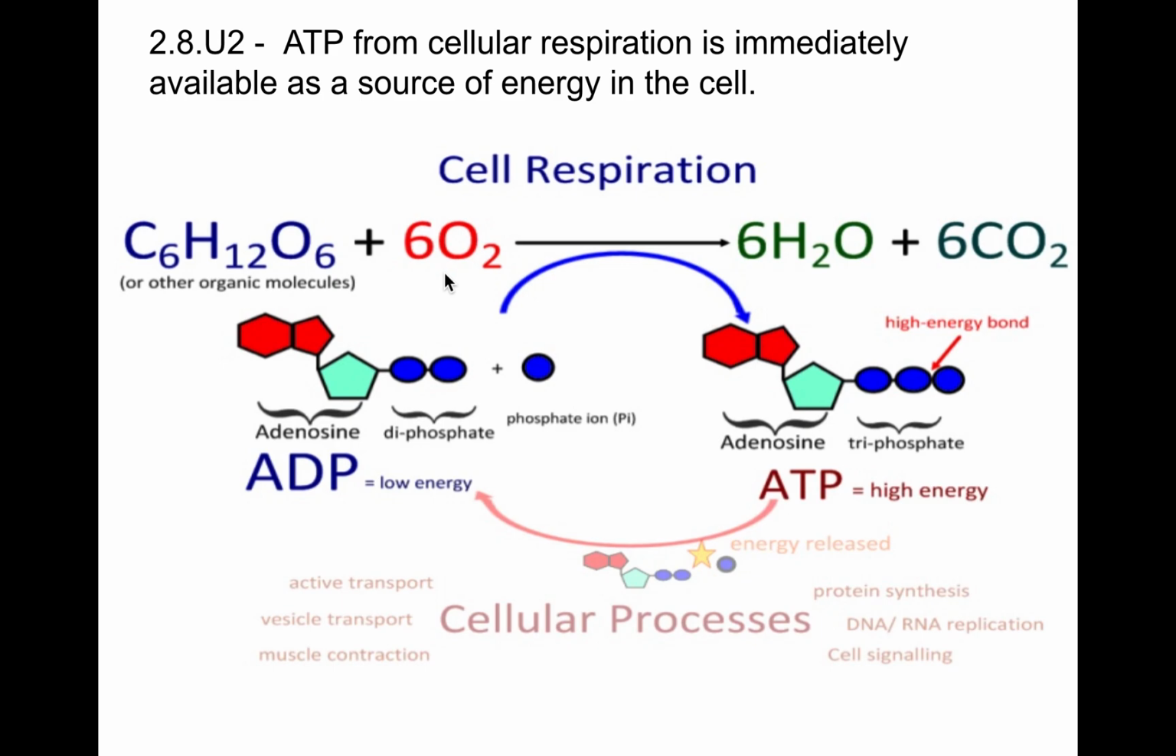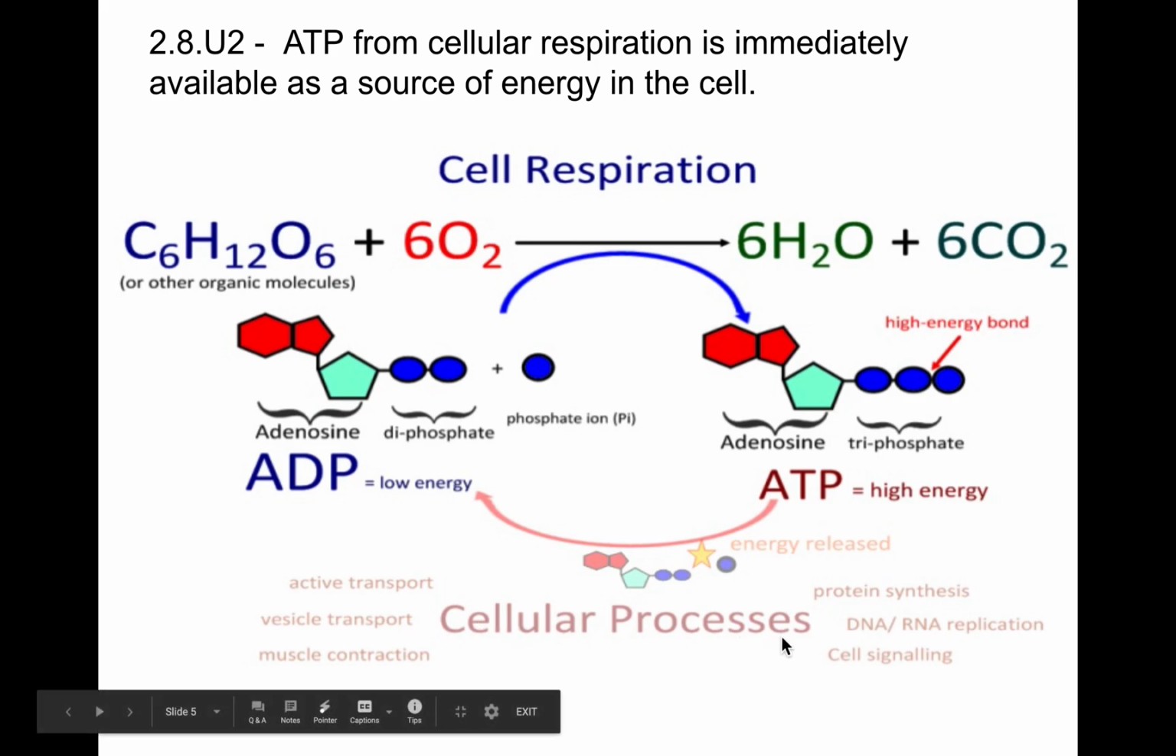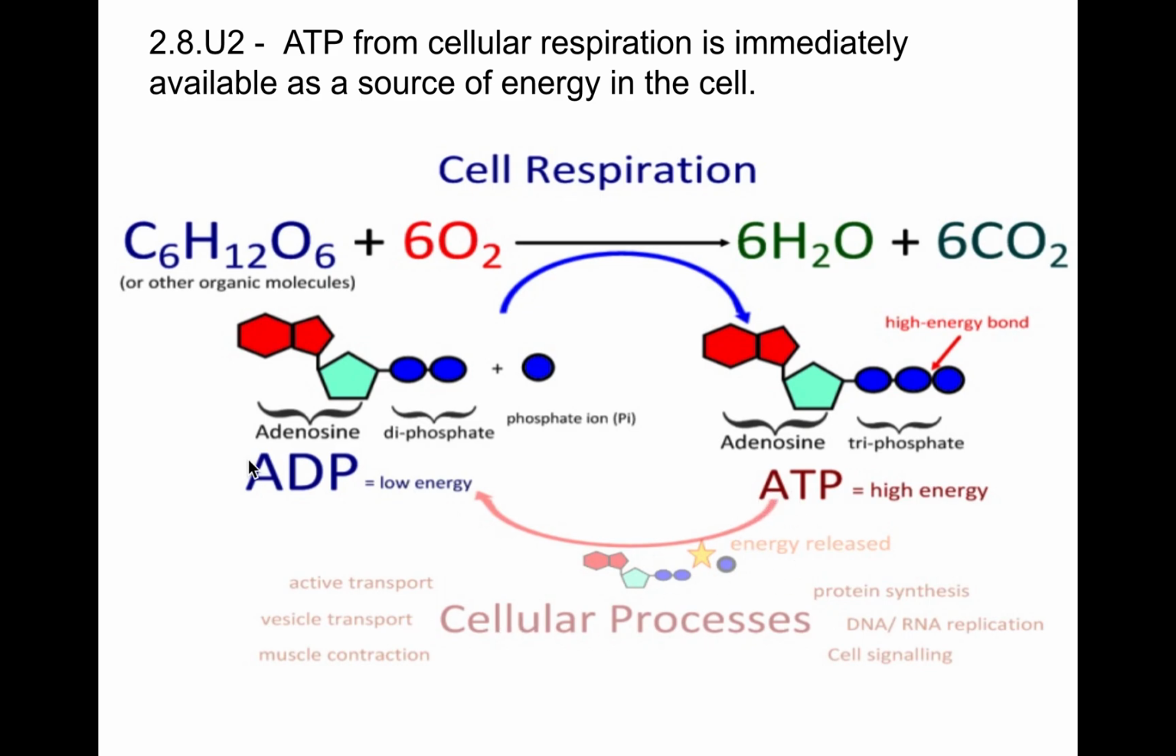So trying to use vocabulary from this unit. What you're seeing here is it's going to build or create adenosine triphosphate right here. But then as a waste product, we're going to have water and carbon dioxide that we breathe out. These are some of the cellular processes down here that need this energy. Anytime we do these cellular processes, this ATP is going to turn into ADP, which is basically a lower energy product, and will eventually become ATP again.